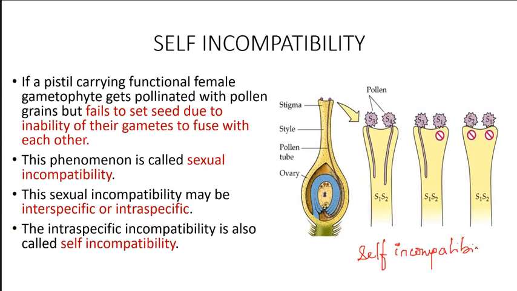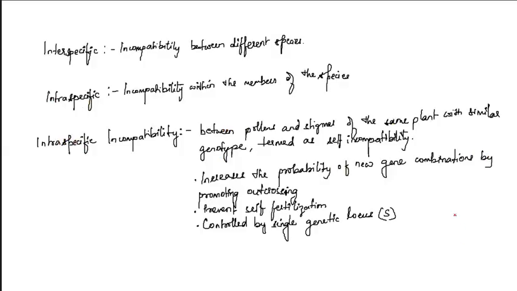We need to study the interspecific and intraspecific in detail. Interspecific means it is between different species. They will not allow pollen from different species to come and fuse with them. Intraspecific is within the members of the same species. They will not allow the pollens of their own species also.